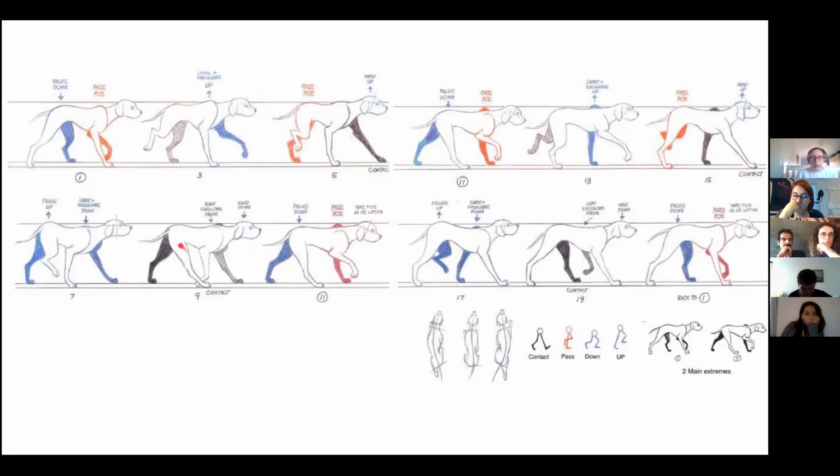So that will apply to both sides of the legs. So, you know, when the back leg on the other side, the shaded leg, is up, the pelvis goes up.